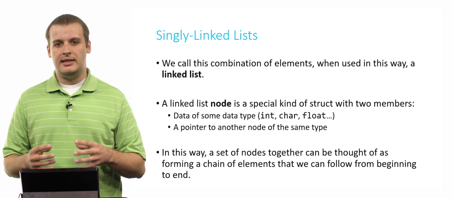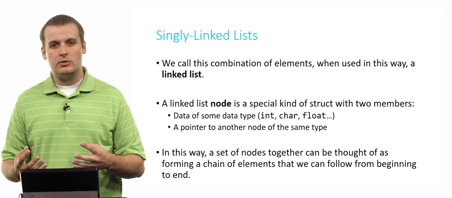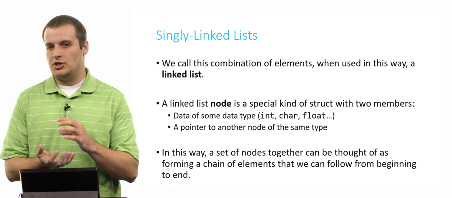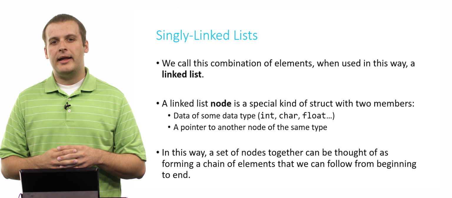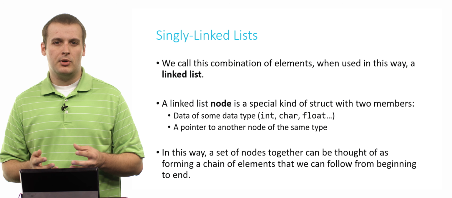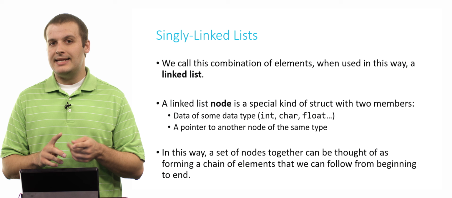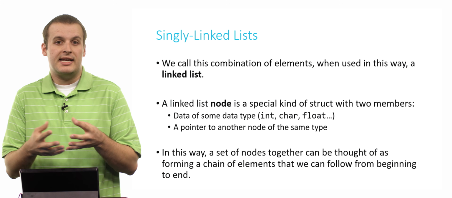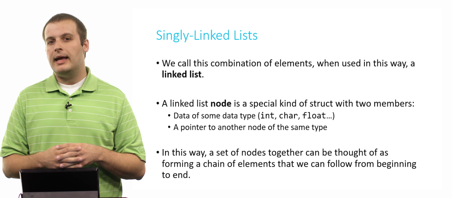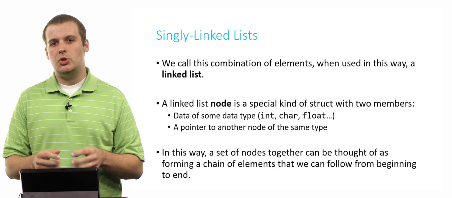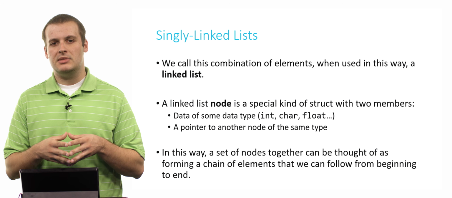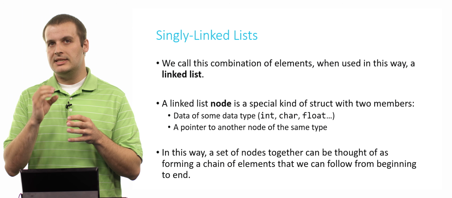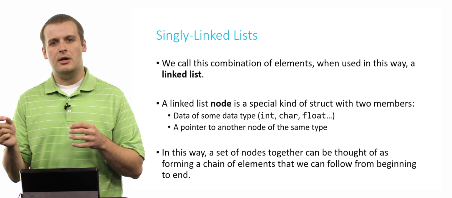But a singly linked list is comprised of nodes. Node just being an abstract term. It's just something I'm calling, it's a kind of structure, basically. I'm just going to call it a node. And this node has two members, or two fields. It has data, usually an integer, a character, a float, or it could be some other data type that you've defined with a typedef. And it contains a pointer to another node of the same type. So we have two things inside of this node, data and a pointer to another node.